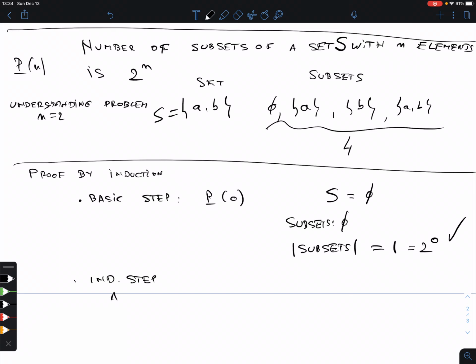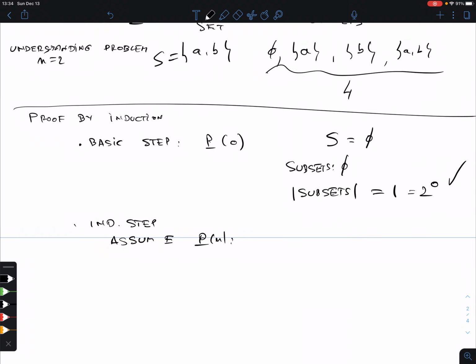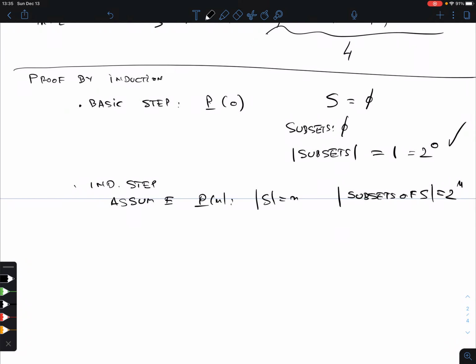Okay, so assume Pn. So that is saying that if the set has n elements, then the number of subsets of S is 2 to the power n. I'm going to write it cryptically down like that, but I hope it is clear what it says, right? So this is what we assume, and then to show that is Pn plus 1.